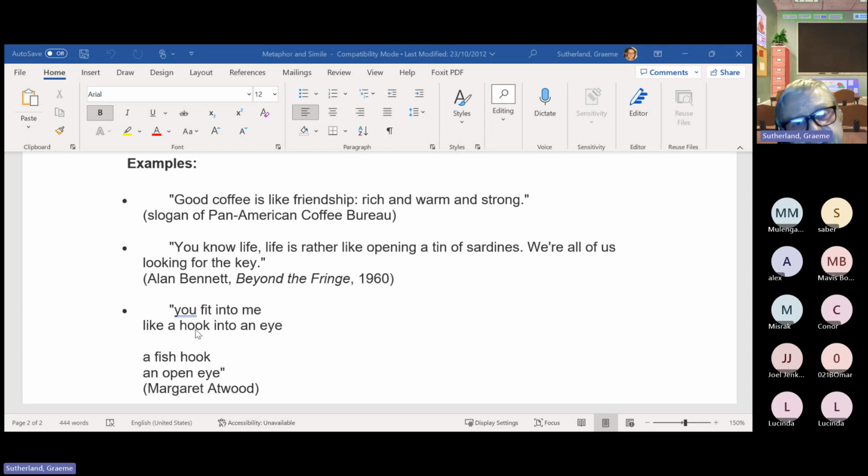And suddenly the word hook is no longer so friendly. Because if you imagine a fish hook going into an open eye, that is a really painful, violent image. "You fit into me like a hook into an eye" suggests that the two people go together. Perfect match. They fit. They hold on to each other like a connection, like a button into a buttonhole. But then she adds on "a fish hook, an open eye," and turns it completely around into something horrible, abusive, violent. And it draws your breath up fast when you see the second half of it.